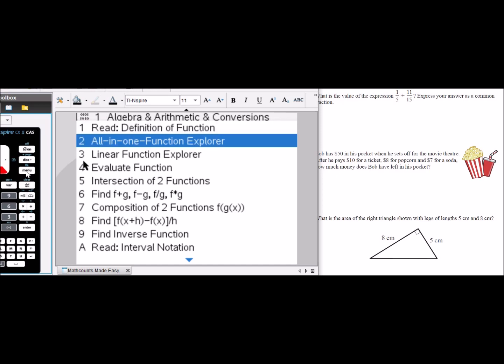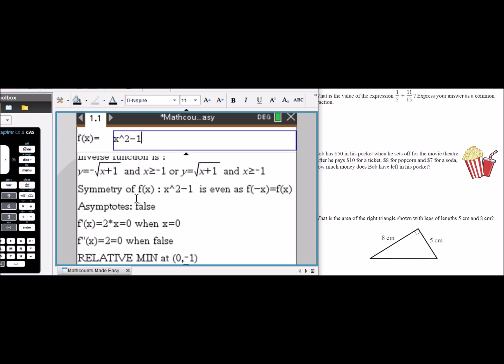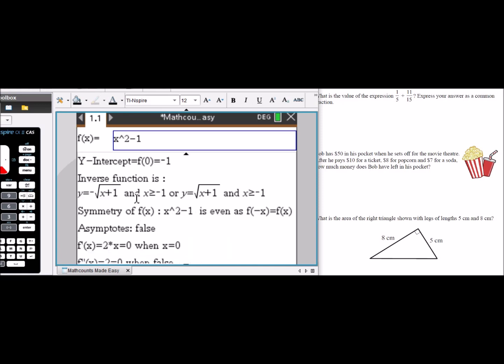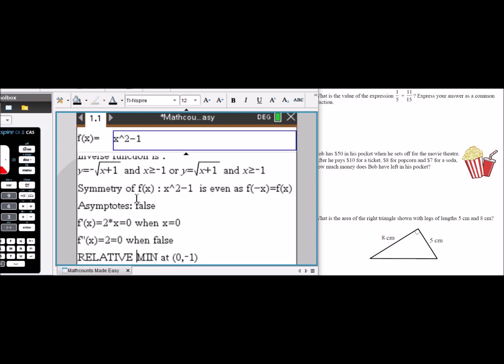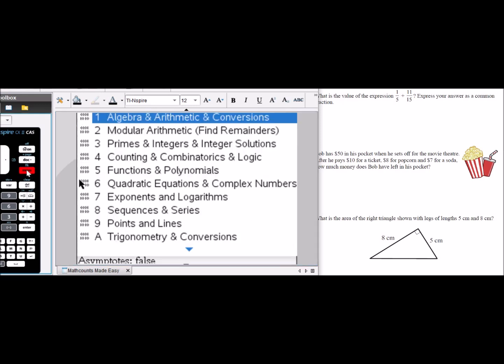Well, when it comes to functions, the all-in-one Function Explorer is really helpful. Say you're given a function and you quickly want to know, well, what does it look like factored? What are the x-intercepts, y-intercepts, inverse function? If it has asymptotes, what's the symmetry of that function? What are the mins and maxes? Everything can be quickly accessed here in the Function Explorer.